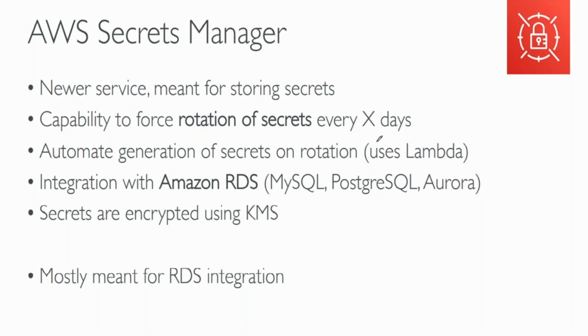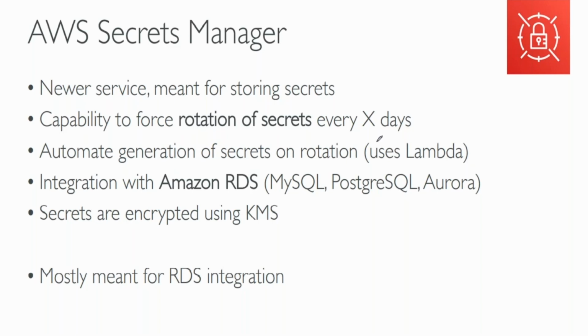Cool, team. Then we have automated generation of secrets on rotation. You can do that if you're good with Lambda. Lambda is basically a developer service. You just need to be good with any of the languages like Node.js or Python. If you are, you can use Lambda to automate generation of secrets on rotation.